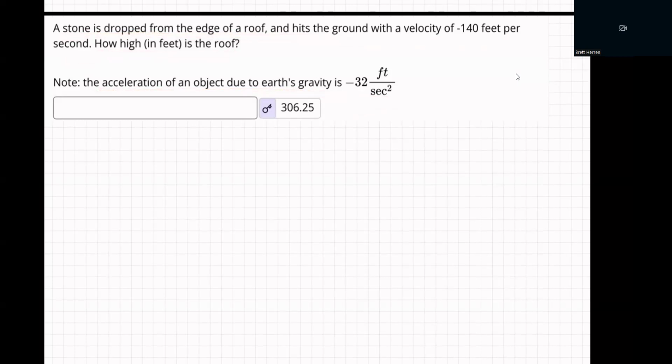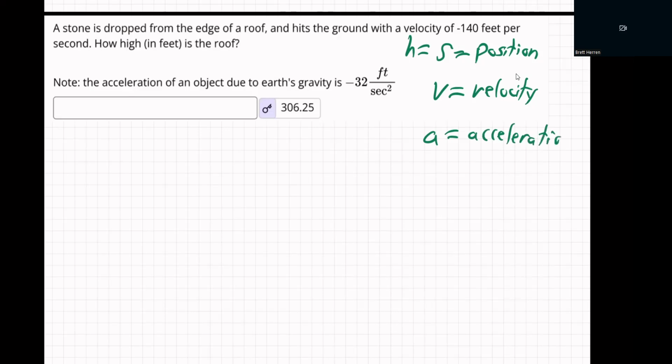Okay, so to do this problem, we have to remember that S is used for position, which is height, same thing. Then there's velocity, or speed, and then A, which is acceleration. The derivative of position is velocity, and the derivative of velocity is acceleration, and vice versa. The antiderivative of acceleration is velocity, and the antiderivative of velocity goes back to position.